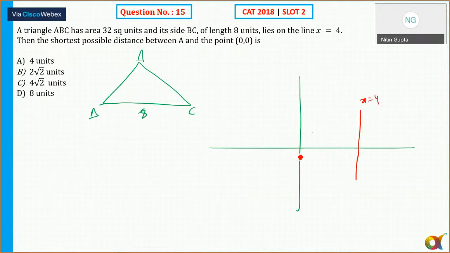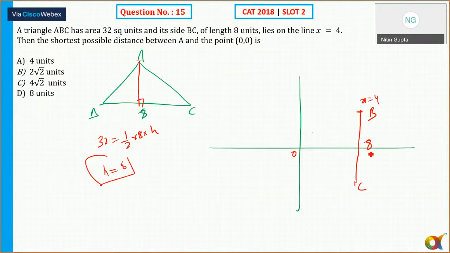Okay, this is the origin, O(0,0). And BC lies on this line. So BC is lying on this line. Now, let's say this is B and this is C. And the total distance of BC is equal to 8. Now we know that the area of this triangle is 32. So from point A, what is the height? So I can say 32 is equal to half into base, which is 8, into height h. So h comes out to be how much? 8. Height is equal to 8.